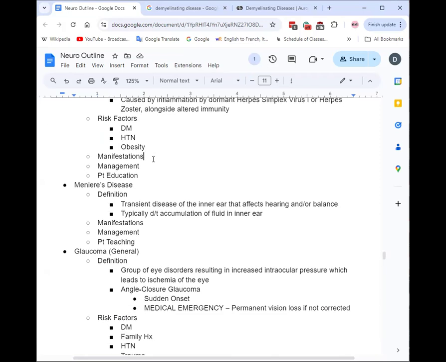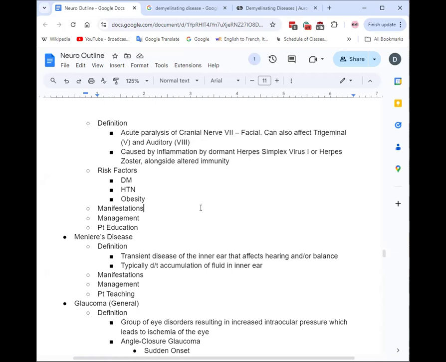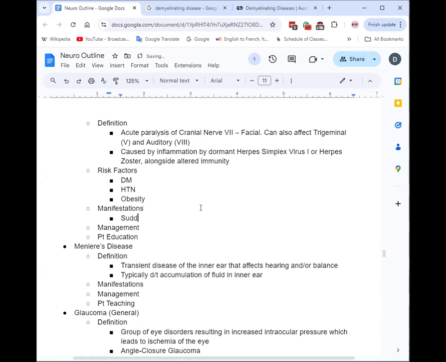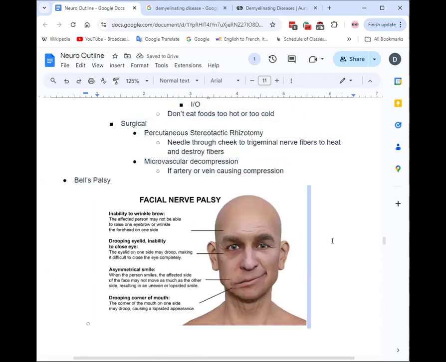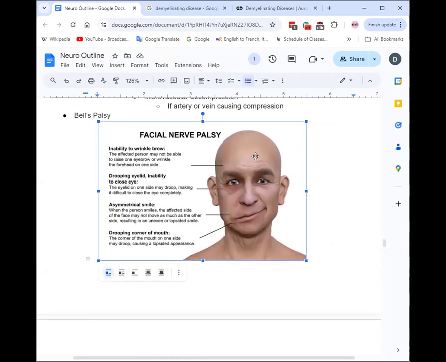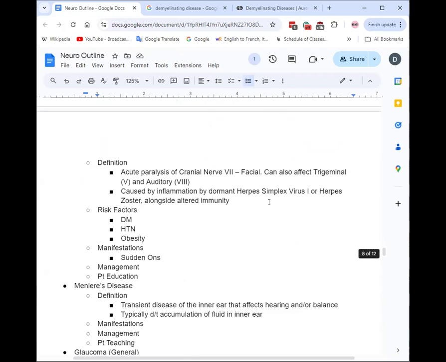But yeah, let's just talk about it then. It's a sudden onset, and it's usually unilateral, as you can see from the picture. This is where the picture is really going to come in handy. Just think of this dude right here and imagine his face when you think about it. Sudden onset, unilateral.